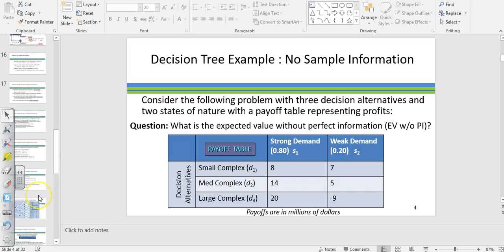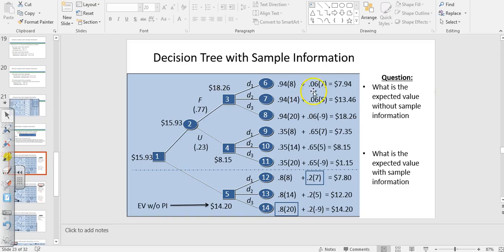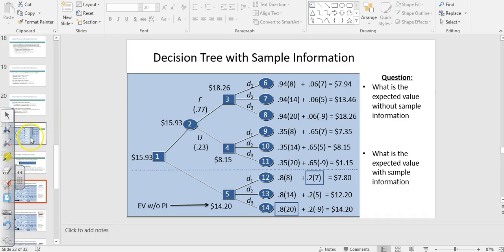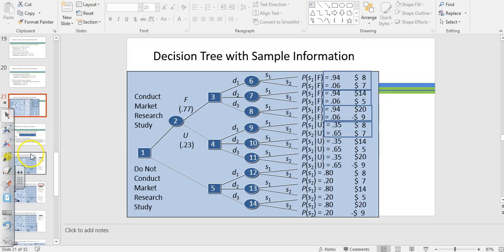So let's go back here. We have our same 8, 14, and 20, and 7, 5, and -9. And I'll keep flipping back between each. So you can see again, 8, 7, 14, 5, 20, and -9. Again, for the unfavorable reports, the favorable reports, and then for our old reports, remember 8, 7, 14, 5, 20, and -9. So they're taking the same information from the payoff table. And we've done this all before already.